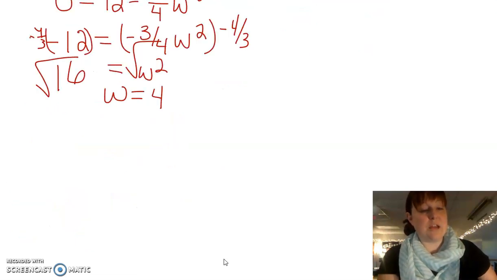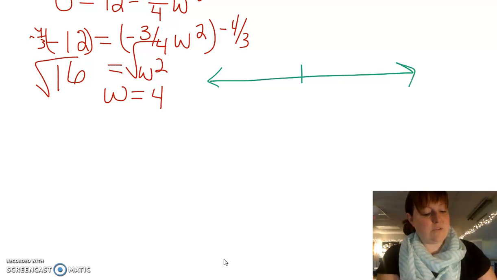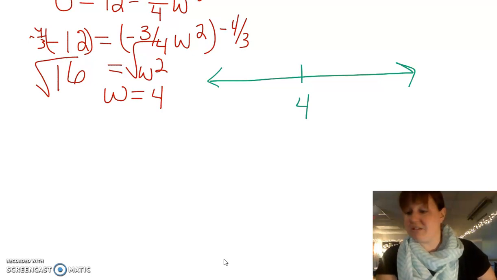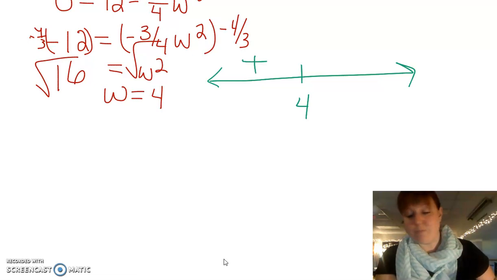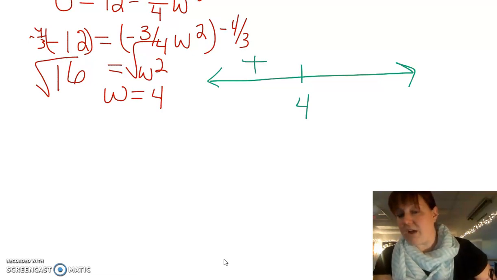Because we are trying to maximize the volume, not minimize the volume, we're going to go ahead and make a number line, and we're going to say we have a critical number at 4. What's our derivative doing before 4? Well, I always pick an easy number. I pick 0. What's it doing at 0? My derivative is 12 minus 0 at 0, so that's positive. And after 4, it's going to be negative.